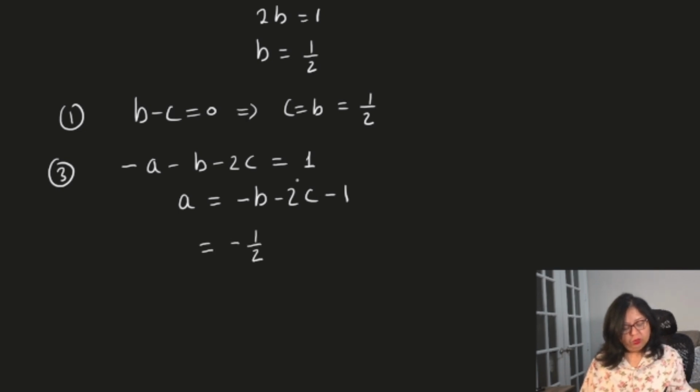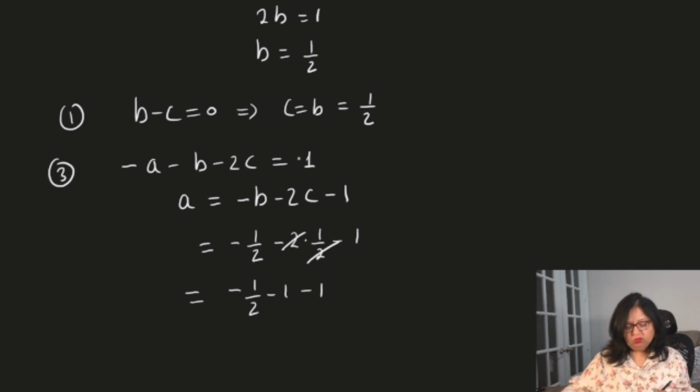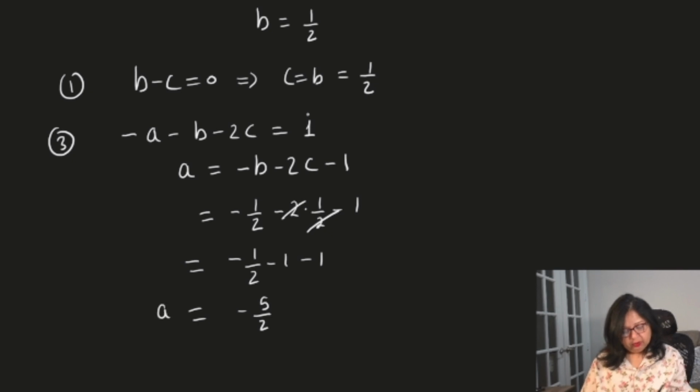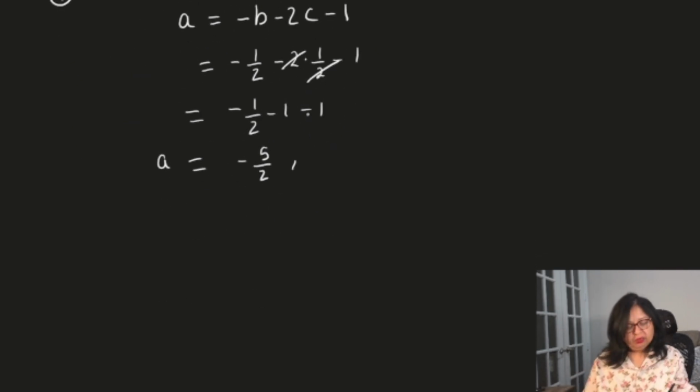b is equal to 1 half, so you get minus 1 half minus 2 times c. c is equal to 1 half, and there's minus 1 here. So you get minus 1 half minus 1 minus 1. These twos here cancel out. What do you get here? Minus 5 halves is equal to a. So we got a to be minus 5 halves, b to be 1 half, c to be 1 half.